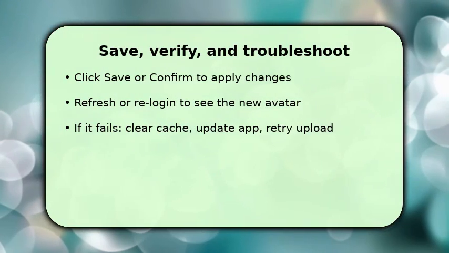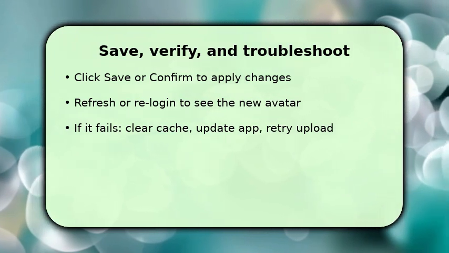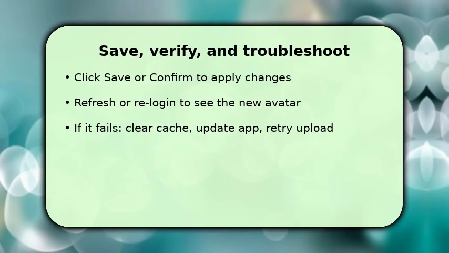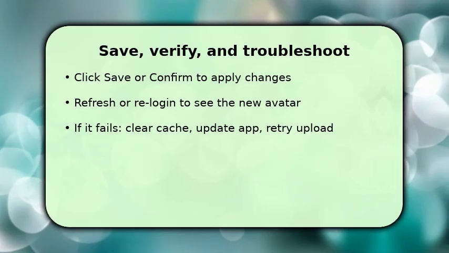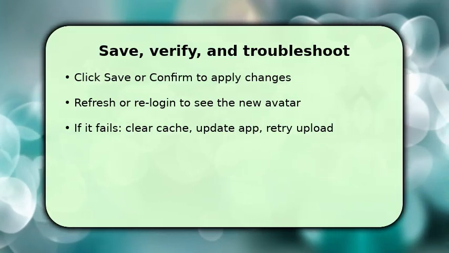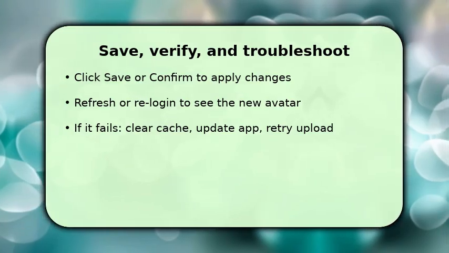After saving, you should see the new picture applied to your account. Check it by refreshing the page or signing out and back in, since some clients need a fresh session to show updates. If your avatar still doesn't appear everywhere, give the servers a minute and then clear your browser cache or update the ChatGPT app. This resolves most sync issues.